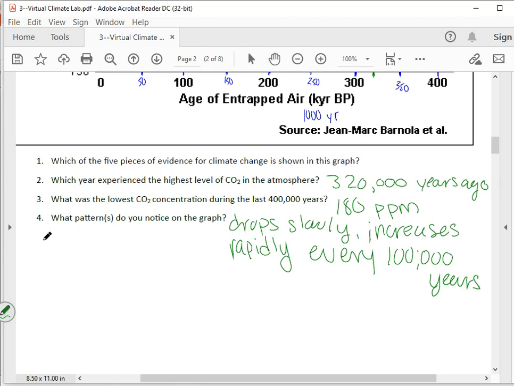As we get more into this unit, we'll see that cycle repeat and talk a little bit more about why.